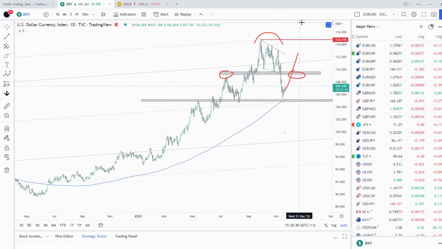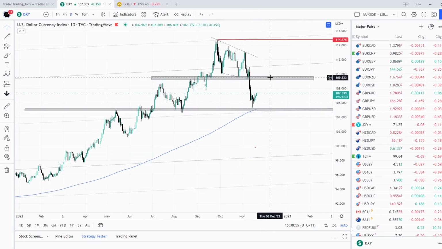So you've got to keep that in mind, and we've just got to keep playing the structures that we can see. At the moment, what I can see is a weaker gold play, a stronger DXY play over the next 24 to 48 hours. We'll then need to reassess when the DXY reaches the 109 resistance level.